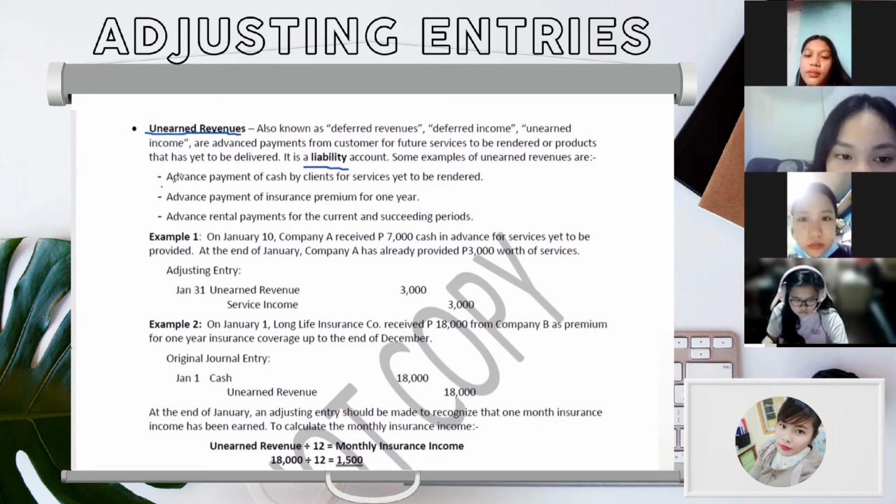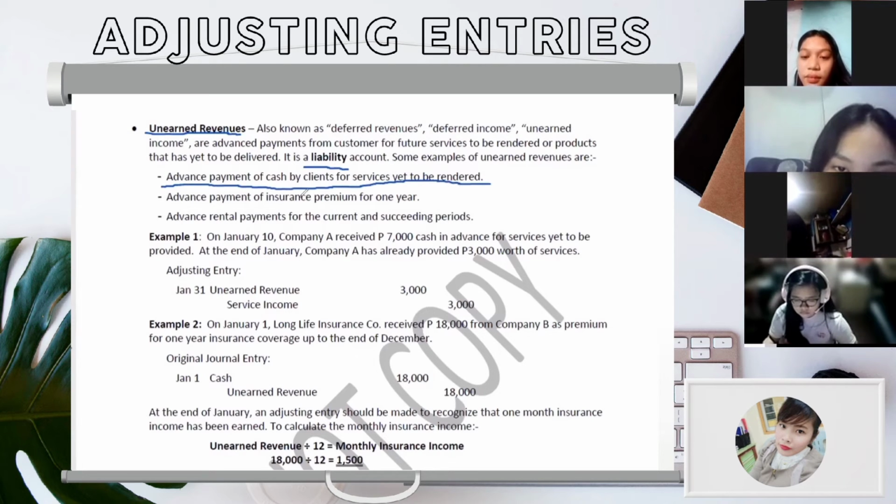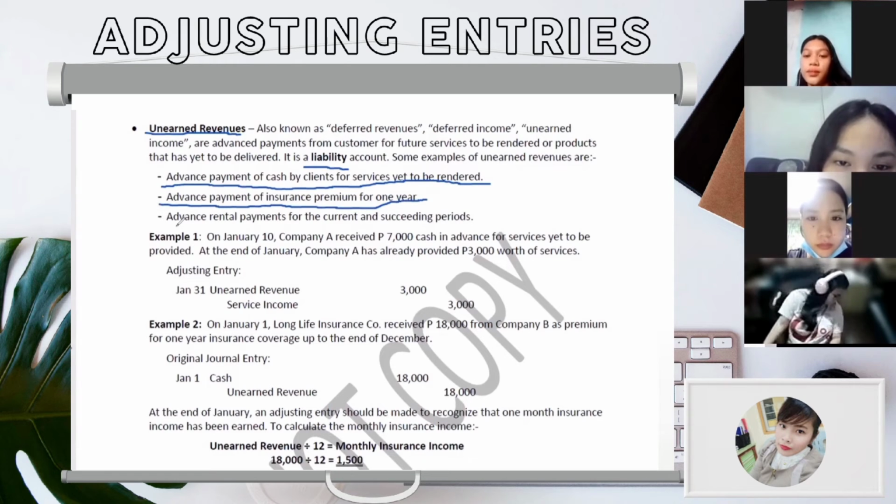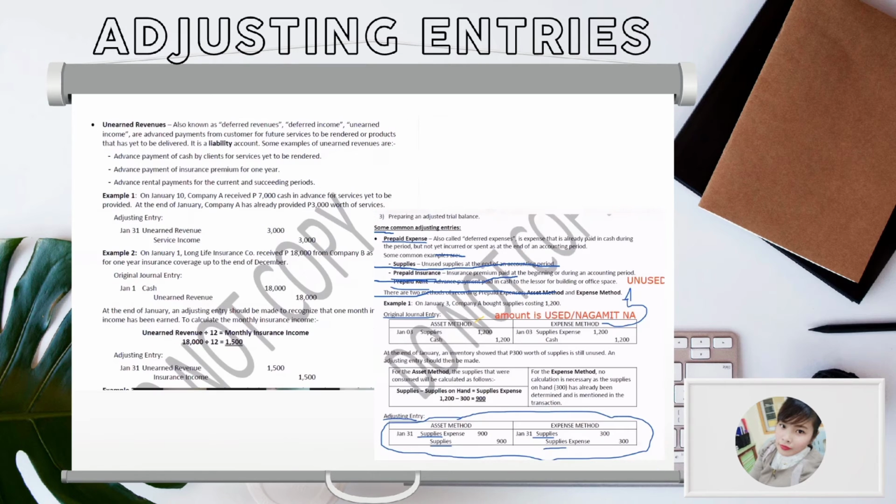Liability po siya. Kasi examples are, advance payment of cash by clients for services yet to be rendered, advance payment of insurance premium for 1 year, advance rental payments for the current and succeeding periods. Okay? So, kung titignan nyo si unearned revenue, compare natin siya kay prepaid. Advance payment of cash by clients. Ito, supplies na binayaran nyo in advance. Tatandaan, kay prepaid kayo ang nagbayad in advance. Kay unearned revenue, si customer ang nagbayad in advance.